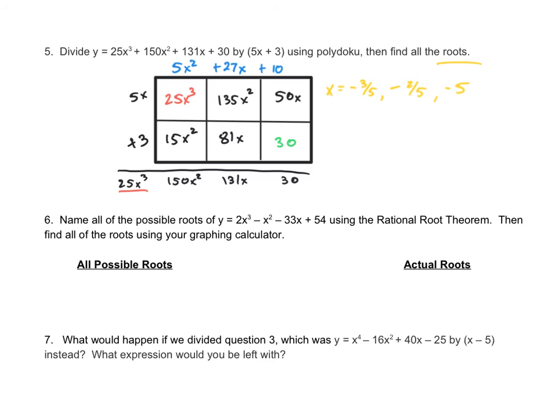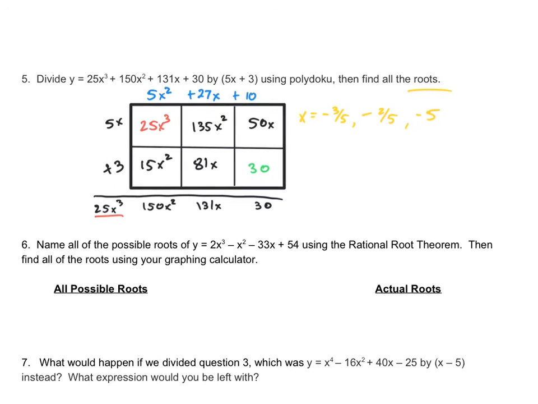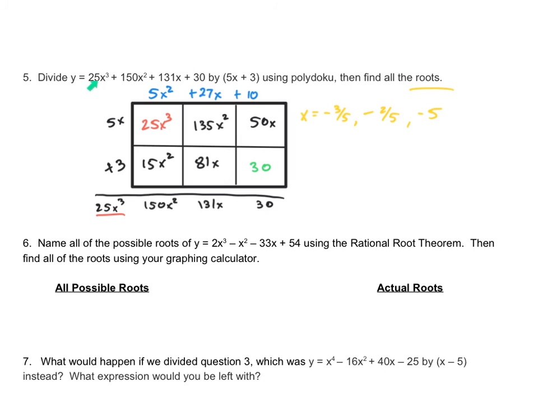And finally, this last one, you have 25x cubed here, and a factor of 5x plus 3. Polydoku is a great way to go about it, rather than synthetic division. Trust me, it's a lot easier if you do Polydoku for this when there's a slope other than 1 out front. So you do your Polydoku work again, straight through. 5x squared plus 27x plus 10 is what's left. That gives you these two roots. They're both real, so therefore all three of them are real, and your third root is -3/5.